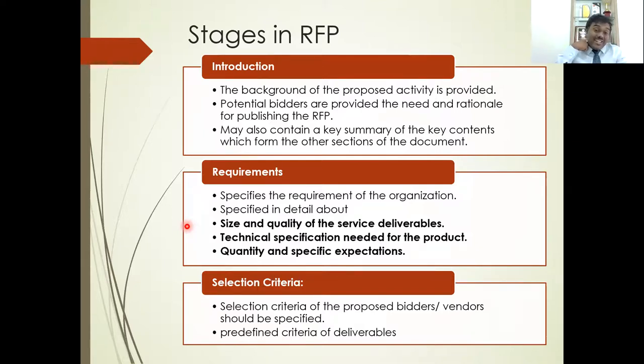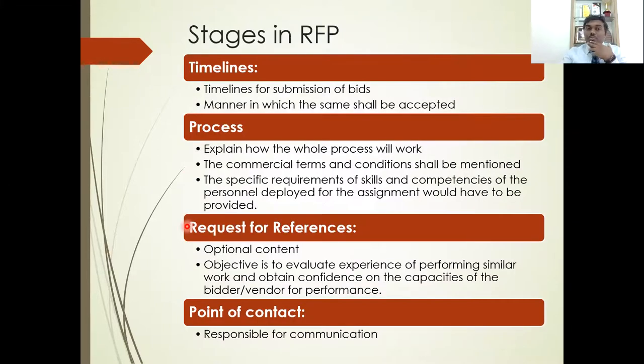What is the selection criteria? What should be the delivery time? What are the milestones? Whether you have to give some guarantee, a financial guarantee, all of those things come into the picture. You also speak about timelines within which you need to submit, and the manner in which you have to submit. What is the process? You can draw a flowchart or you can mention it.